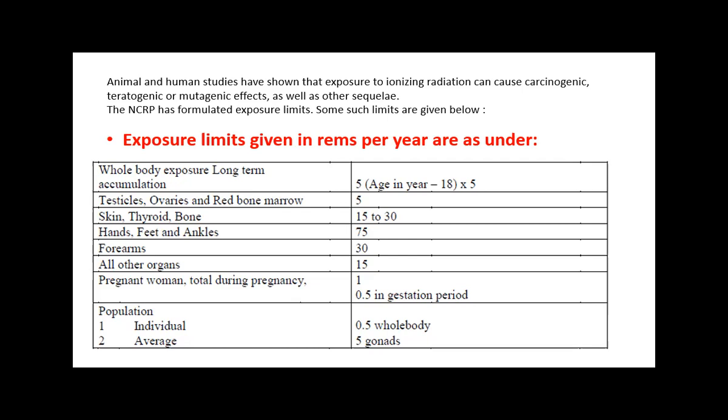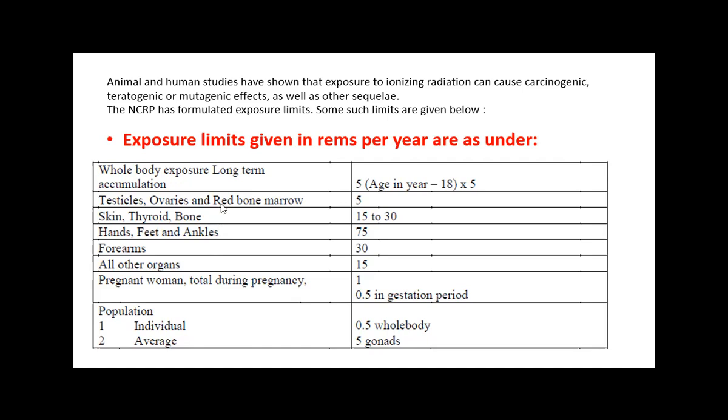The NCRP has formulated exposure limits. Some limits are given below in this table. The exposure limits, like whole body exposure long-term accumulation, is 5, for the age in years up to 18. And whatever the age is, that is multiplied by 5. So depending on the age, your long-term exposure duration is decided.